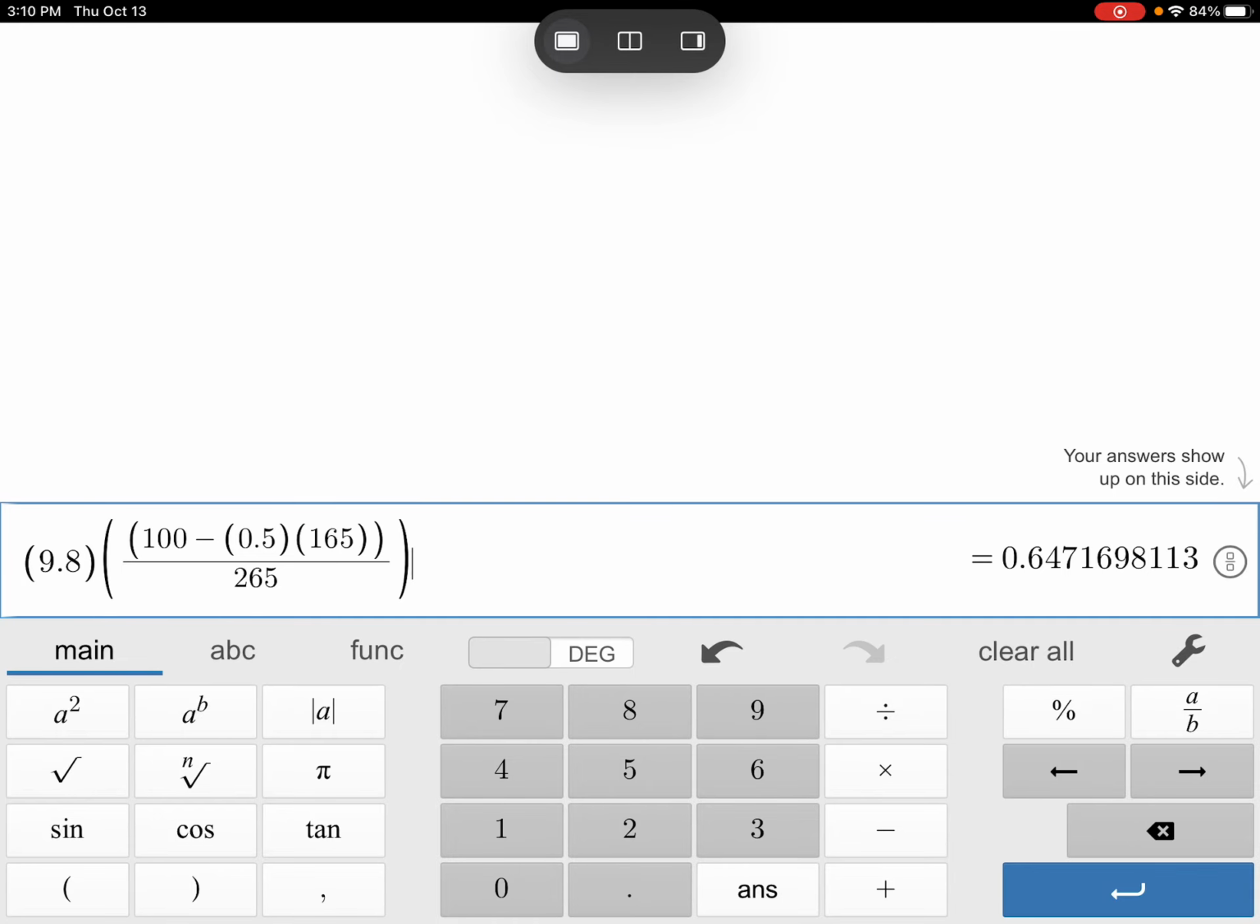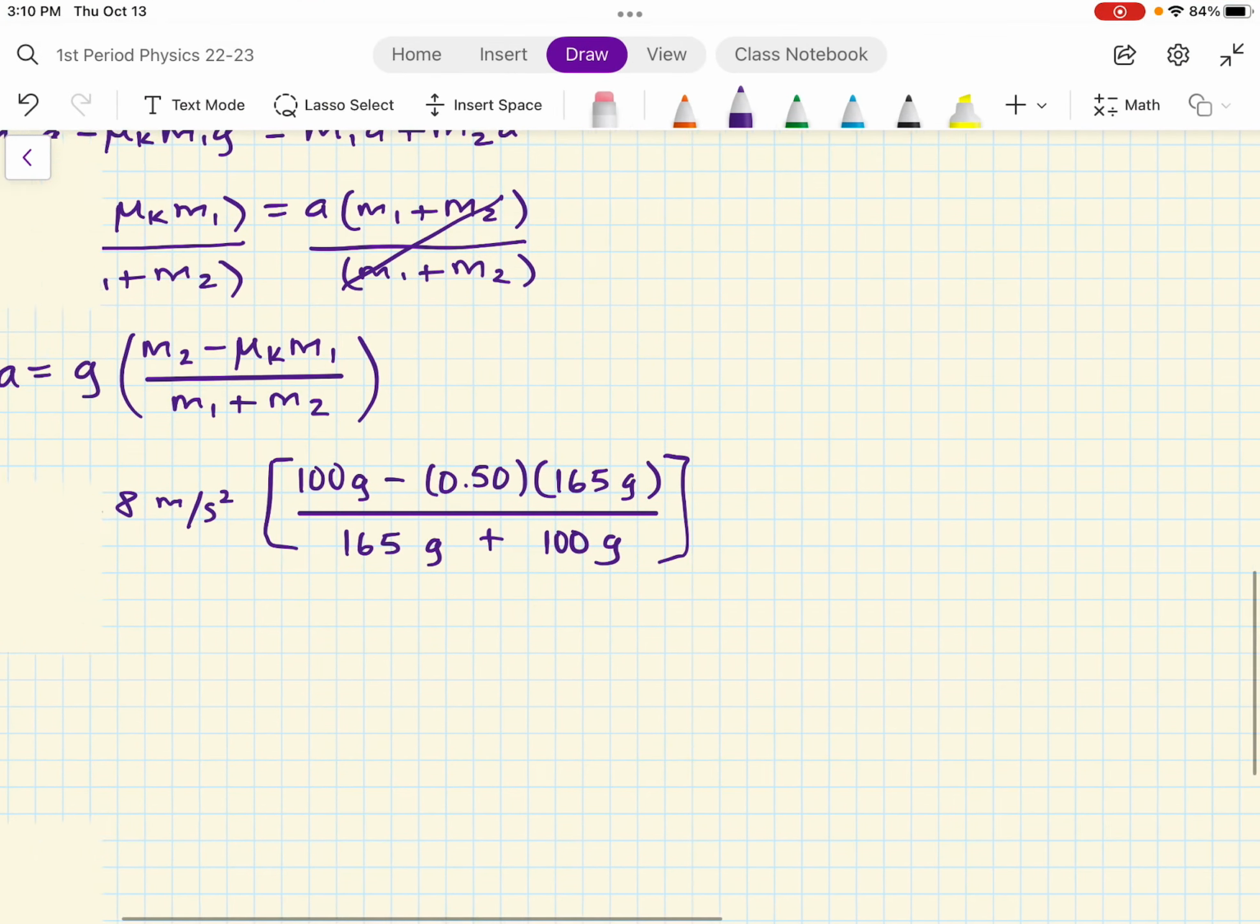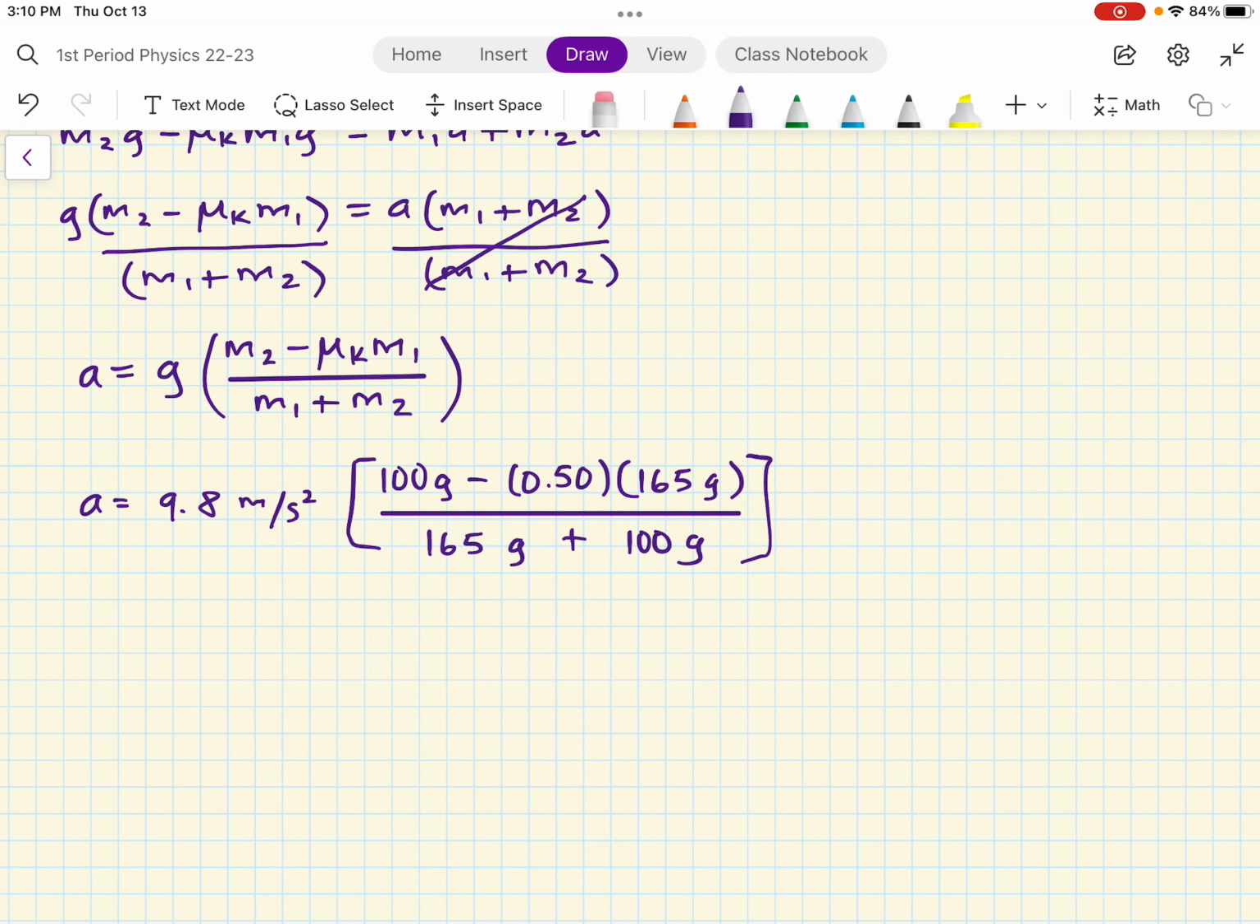Let's go back to OneNote. So in this case, the acceleration of the system will be 0.647. That's an ugly 7. Man, looks the same. Meters per second squared. All right. And that is it.